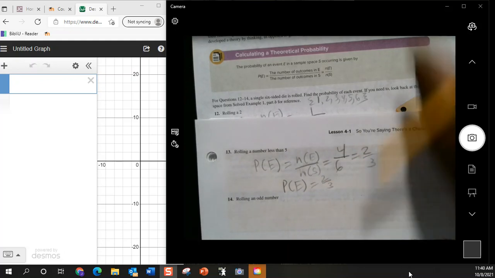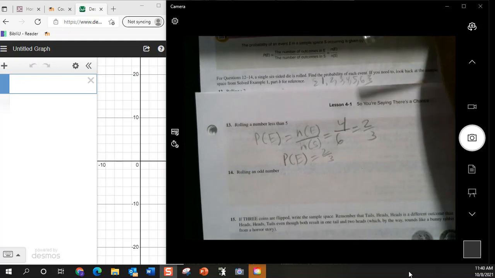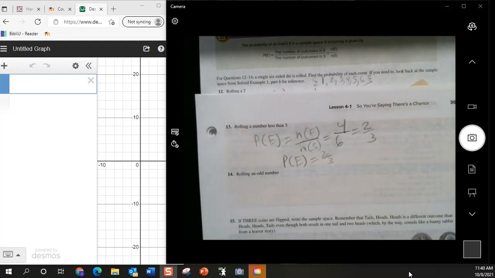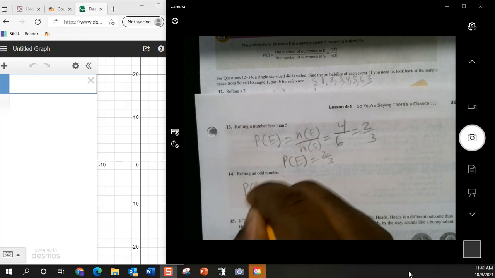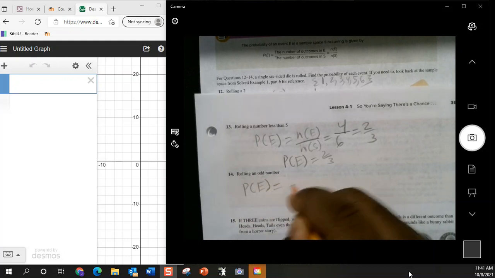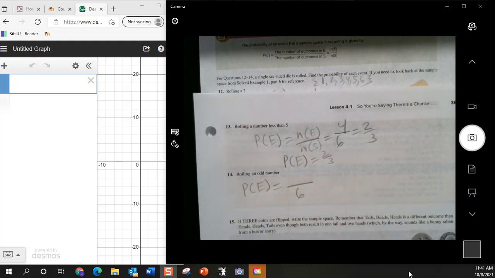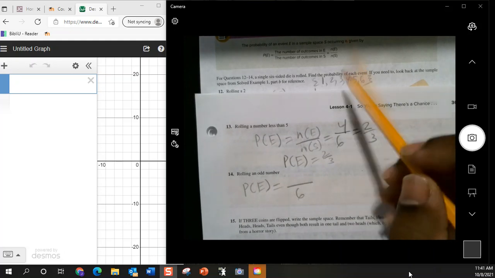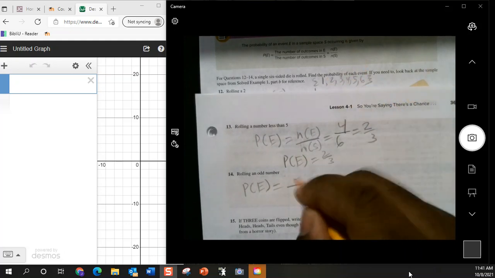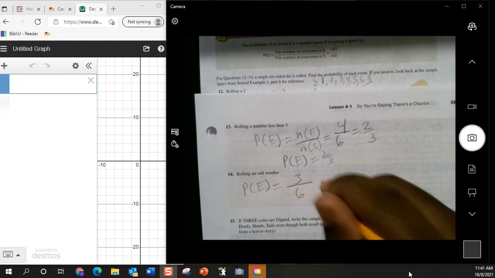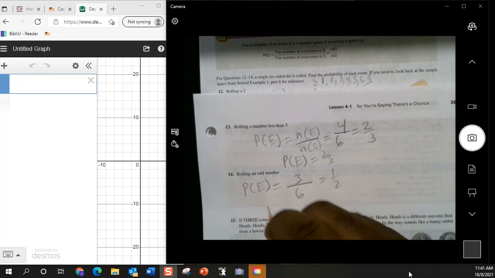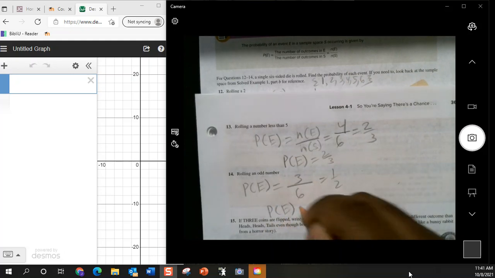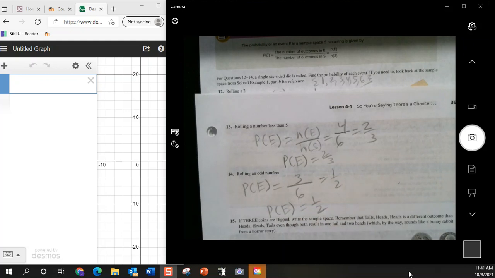Now 14, it says rolling an odd number. So the probability of the event, we know the sample space is still 6. And the odd numbers are 1, 3, and 5. So that's 3 out of 6, which is 1/2. So the probability of this event is equal to 1/2.